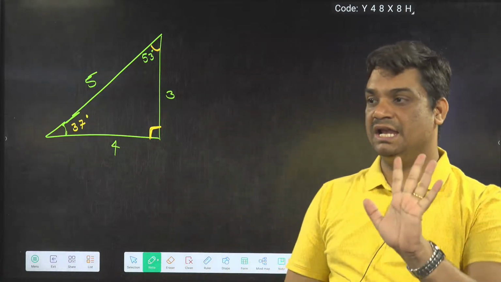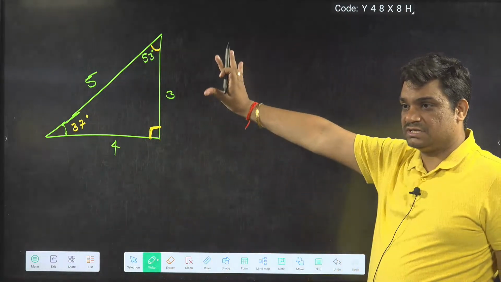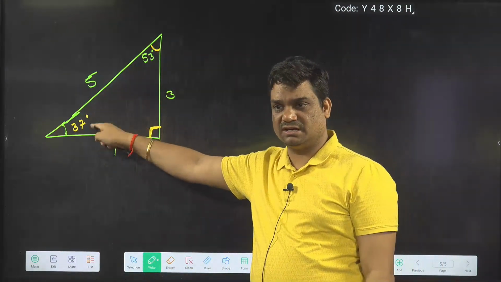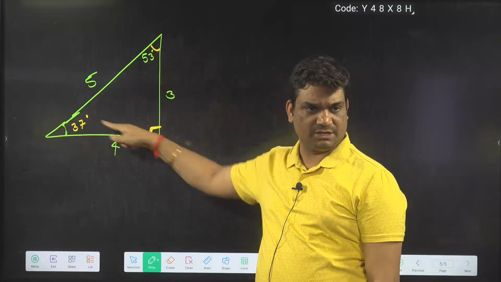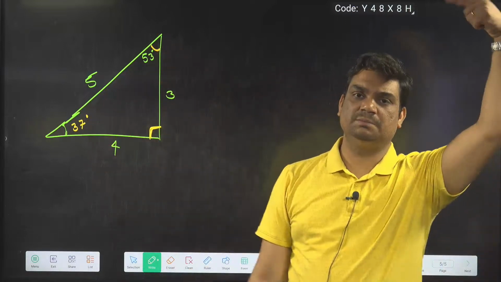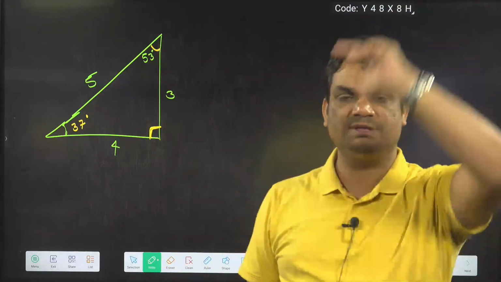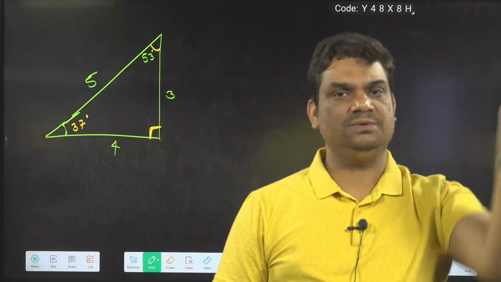Now I'm going to ask for values from this triangle. First of all, you have to remember 3, 4, 5. This is 37, the lower side is the small angle, the upper side is the bigger angle, and this is 90. This is the 37, 53 triangle, with sides 3, 4, 5.